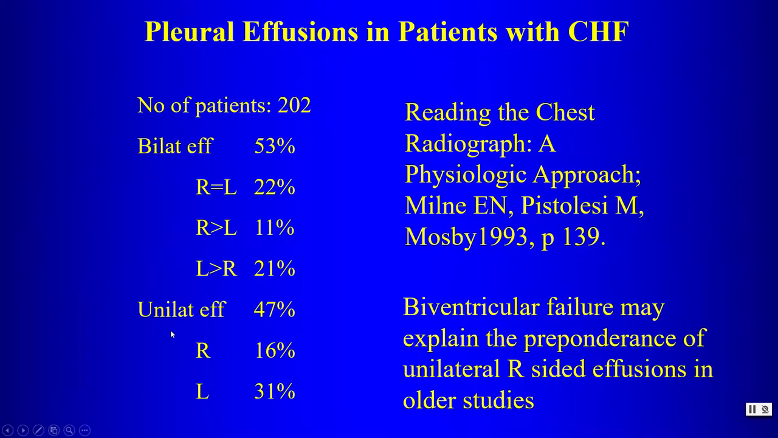But it turns out that that conventional thinking is wrong. In this study where they looked at pleural effusions associated with CHF, in most cases, of course, they are bilateral. But if they're unilateral, really, they can occur on either side.